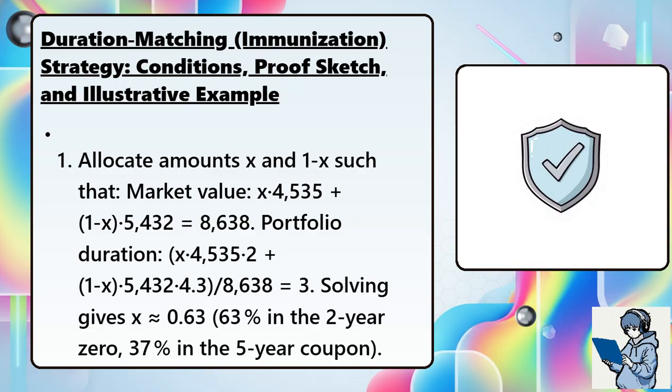3. Allocate amounts X and 1 minus X such that market value: X times 4,535 plus (1 minus X) times 5,432 equals 8,638. Portfolio duration. Numerator X times 4,535 times 2 plus (1 minus X) times 5,432 times 4.3, divided by 8,638, equals 3. Solving gives X approximately 0.63, 63% in the 2-year zero, 37% in the 5-year coupon.